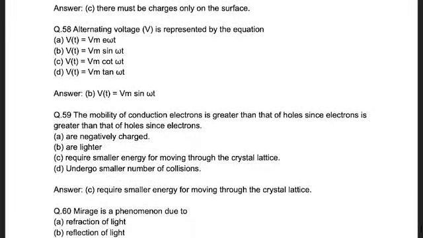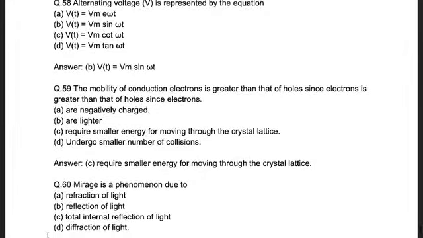Question number 60. The mirage is a phenomenon due to option A, refraction of light. B, reflection of light. C, total internal reflection of light. D, diffraction of light. Very good. The answer is C, total internal reflection of light.